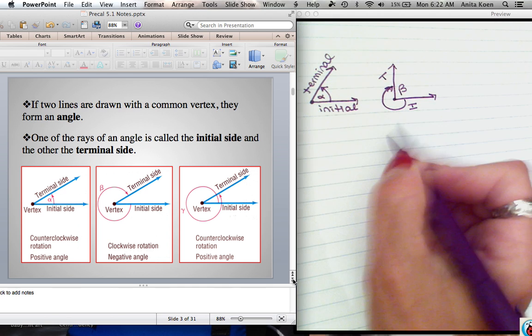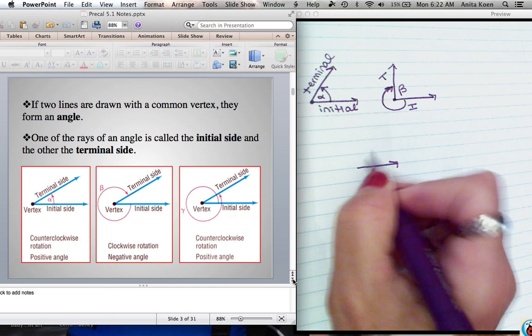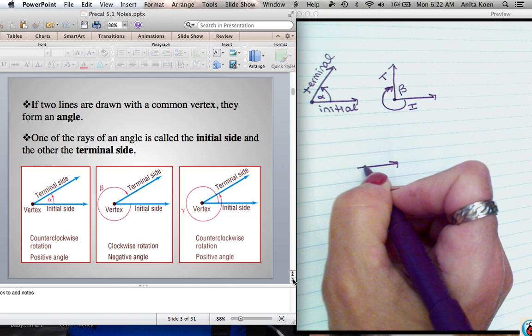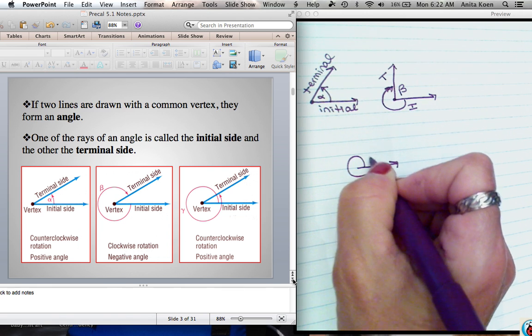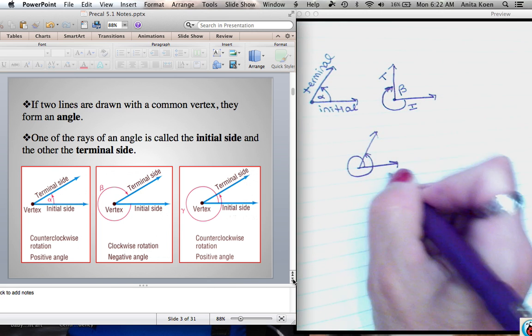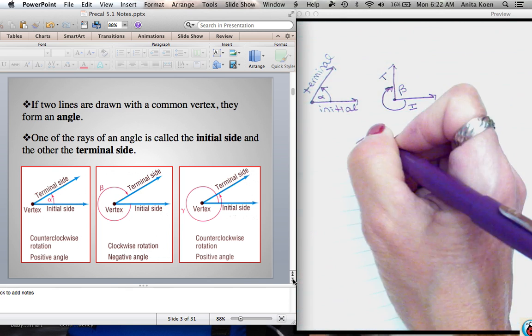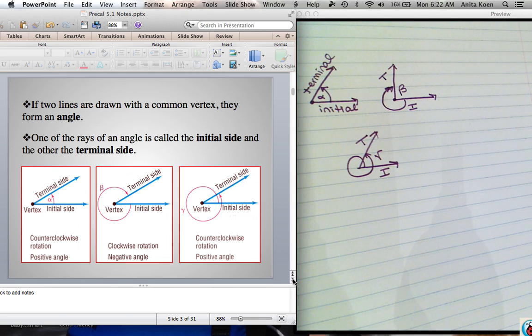You can actually rotate these angles more than once. So if I start here and I rotate, this one is the third example here. If I rotate all the way around and then keep going, the initial side being here and the terminal side being here, this is still a positive angle, and we'll call this one gamma. This is still a positive angle. However, it is an angle that is more than 360 degrees.